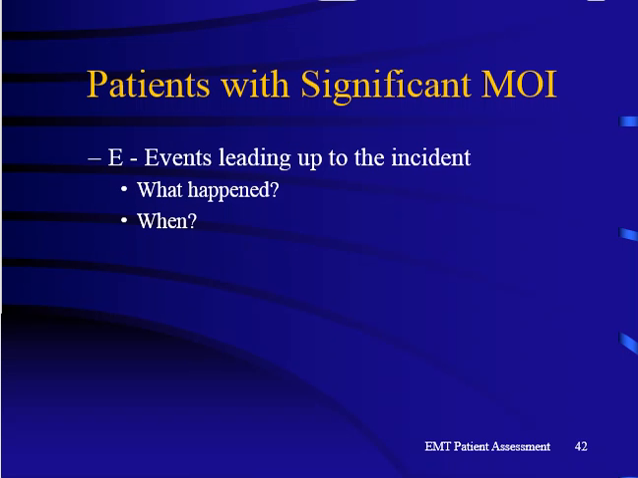The E, events leading up to this incident, what happened and when. So what were the events that led up to this? Was the patient driving down the road? Like we said, our diabetic patient, their sugar dropped. That's what caused the accident. So that was an event leading up to this incident. When did it happen? When did this start?